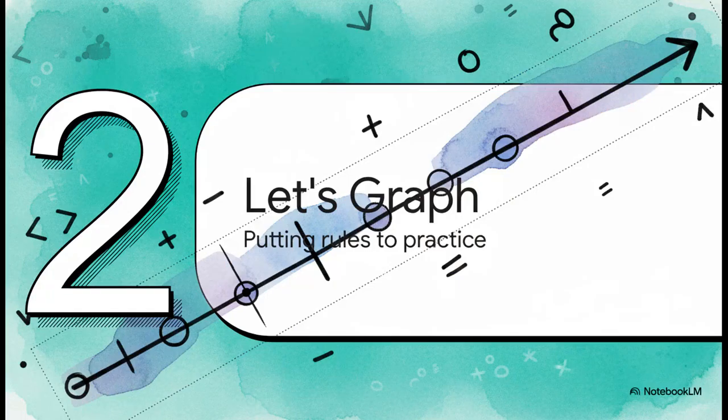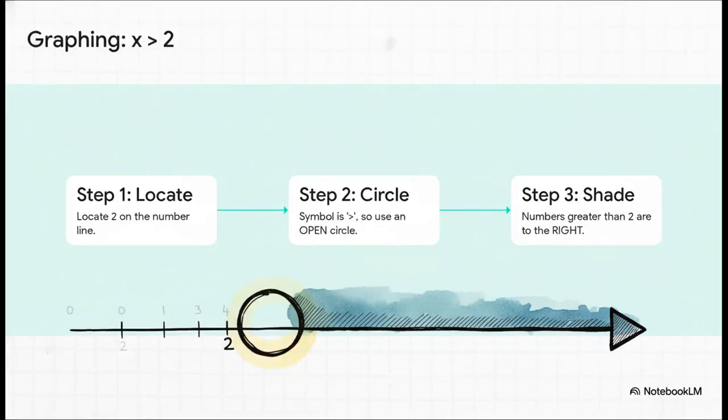All right, theory's great, but let's actually do this. We're going to walk through a couple of examples together, step by step, so you can see exactly how this works on a real number line. First one up, x is greater than 2. Okay, step 1, find the number 2 on the line. Easy enough. Step 2, look at the symbol. It's just greater than, right? No bar underneath, so that means we draw an open circle on the 2. And finally, step 3, where are the numbers that are bigger than 2? Well, they're all to the right, 3, 4, 10, a million. So we shade the line to the right. And that's it. You're done.